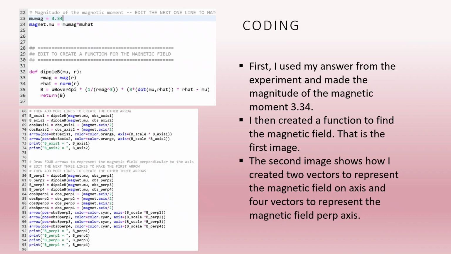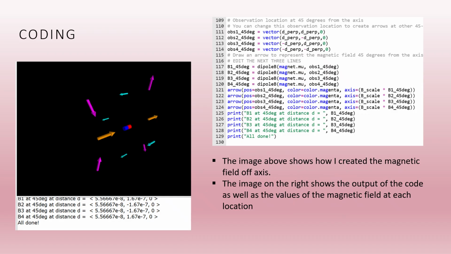Now for the coding. First, I used my answer from the experiment and made the magnitude of the magnetic moment 3.34. I then created a function to find the magnetic field. This is in the first image. The second image shows how I created 2 vectors to represent the magnetic field on axis and 4 vectors to represent the magnetic field perp axis. The image above shows how I created the magnetic field off axis, and the image to the left shows the output of the code as well as the values of the magnetic field at each location.